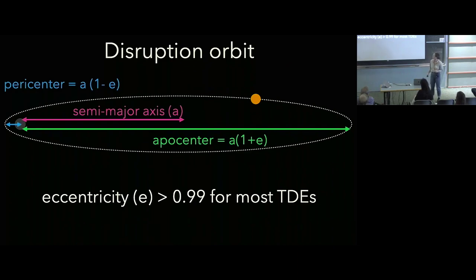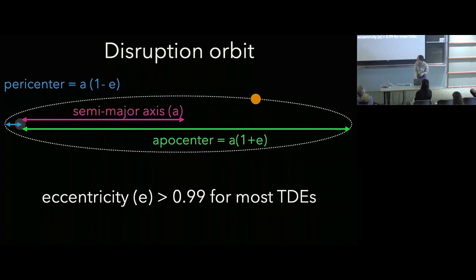And so if you look at the orbital parameters here, we have the pericenter radius, the semi-major axis, and the apocenter radius, where the pericenter is where it's getting disrupted, and the apocenter for this might be of order a parsec away. It's like the sphere of influence of the black hole. And the eccentricities in these systems, for most of the TDEs that we observe, we think are above 0.99 or so. And so basically, the pericenter is tiny compared to the orbit of the star.